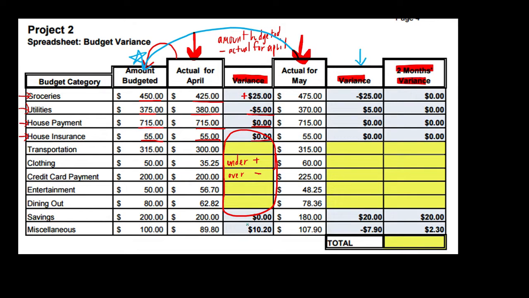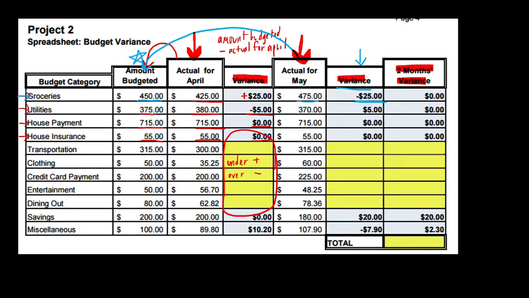Now this is where sometimes students get confused because you may accidentally want to compare actual for May to actual for April, but that doesn't really make sense. Why would I compare my May and April budgets, right? If I want to calculate variance, I need to know, compared to the amount that I budgeted, how much I spent. So for example, let's look at groceries. Once again, my amount budgeted was $450. If I look at what I actually spent for May, I spent $475. Now that means I exceeded the budget. I went over the budget by $25, which gives me a negative $25 variance.